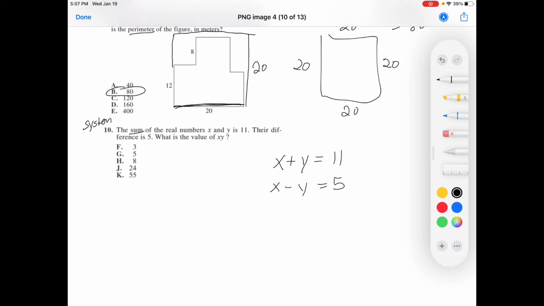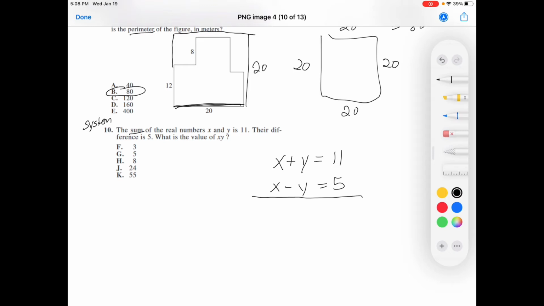Okay, you may be able to figure out what these numbers would be in your head. You probably can. Two numbers added together equals 11. If you subtract those numbers, you get 5. But if you did not know what those numbers were, this is a system. x plus y equals 11, x minus y equals 5. You can solve the system. One way to do it is elimination.